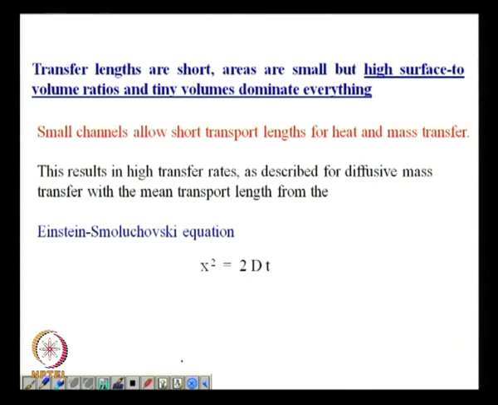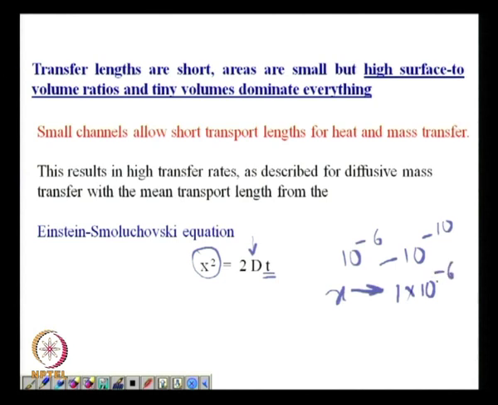and the diffusive mass, heat and momentum transport could be very large. And this is a famous equation which relates the property of the material that we are handling, the length scale which is given by x, and the time scale which is given by t. So, let us think of the diffusion coefficient of gases or liquids. They are of the order of 10 to the power minus 6 to about 10 to the power minus 10. Whereas x, the length scale involved in microfluidic devices, is of the order of 1 into 10 to the power minus 6 meters, so about 1 micron.